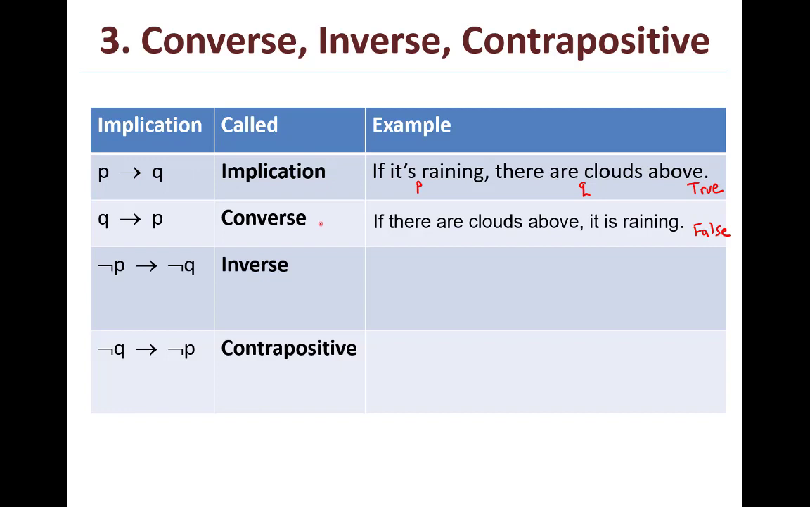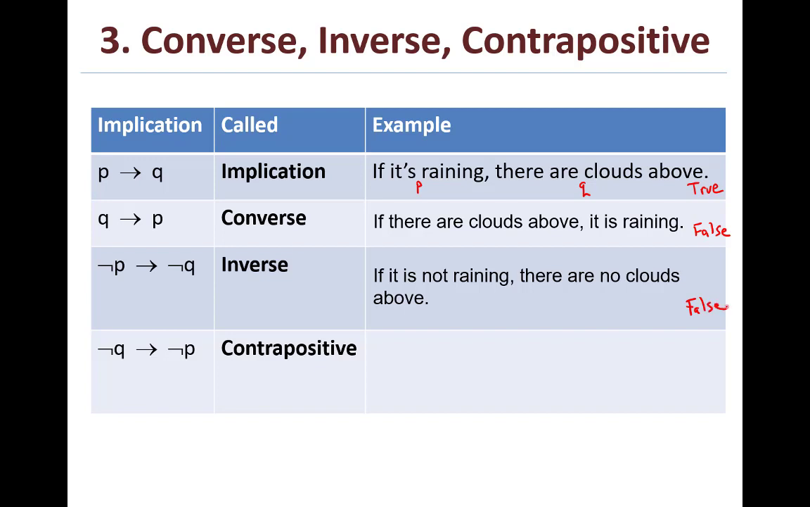This is a logical fallacy that a lot of people fall into, thinking that the converse of an implication must hold true. All right. Now, the inverse, I get that by negating P and negating Q, but keeping their order correct. So the inverse of my original statement says, if it is not raining, then there are no clouds above. And think about that. Is that a true statement or a false statement? That one's false also.